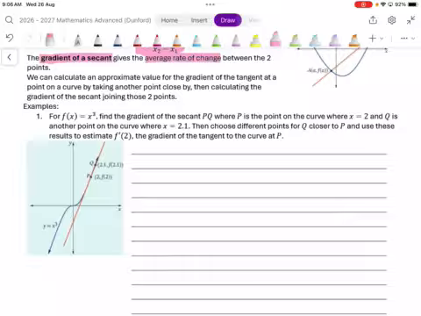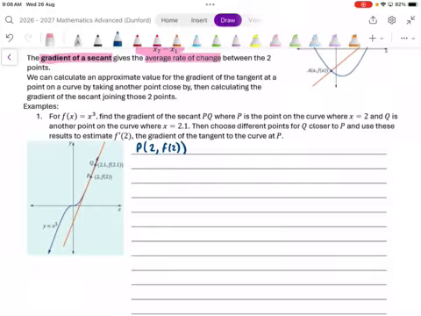We then want to choose points for Q closer to P, and these results will help us to estimate the derivative, so f dash of 2, which is the gradient of the tangent at the curve at P. So what we are going to be doing for this first one is we have our first point P, and P is the point 2, f of 2.